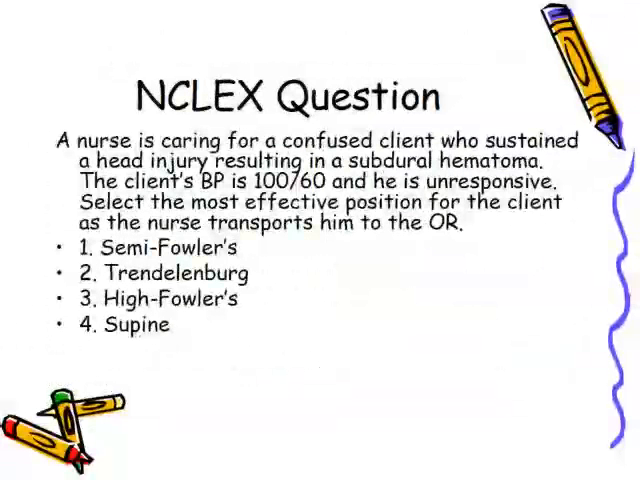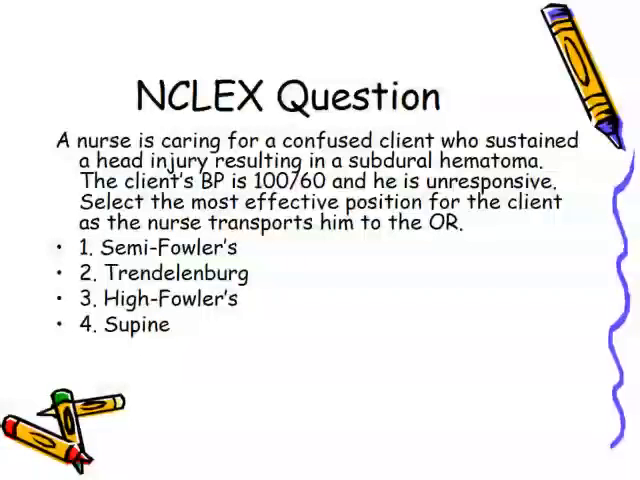And second question is, a nurse is caring for a confused client who has sustained a head injury resulting in a subdural hematoma. The blood pressure is 100/60. The patient is unresponsive. And the most effective position for that client as they transport the patient down to the OR would be answer number 1. Semi-Fowler's would be better than high Fowler's because remember that patient would not probably have good head control, and in high Fowler's the patient might have problems with an open airway, and those types of things.